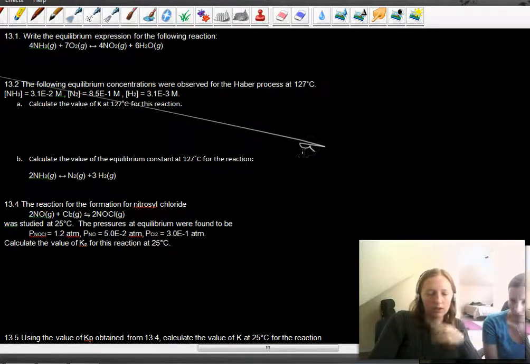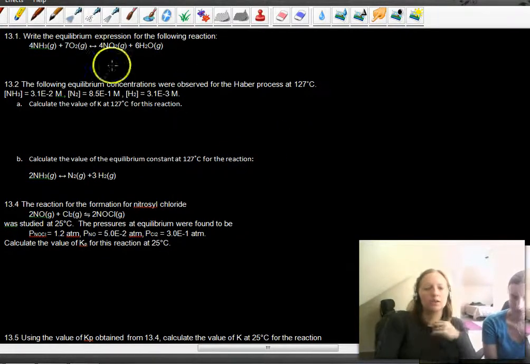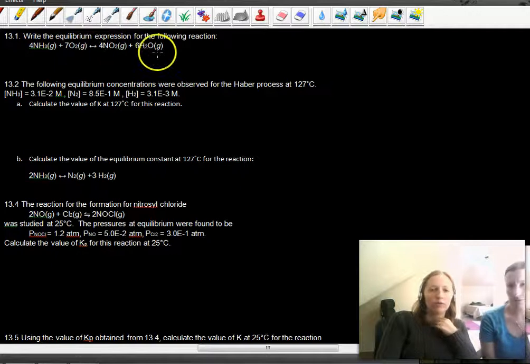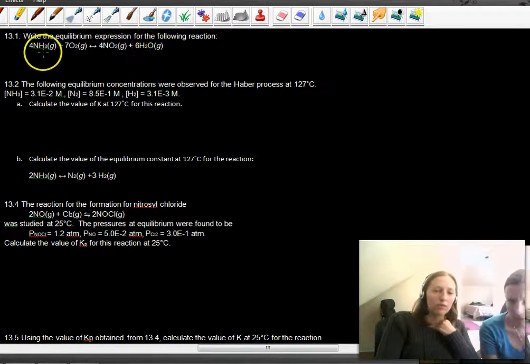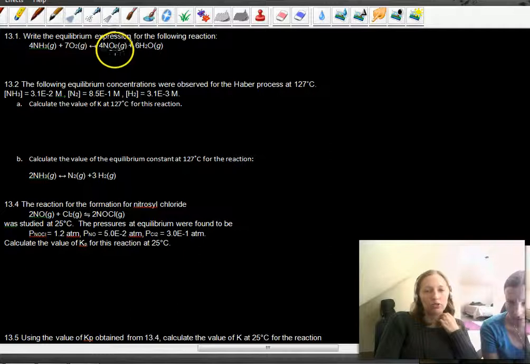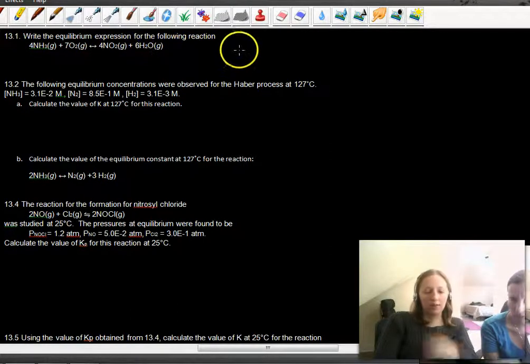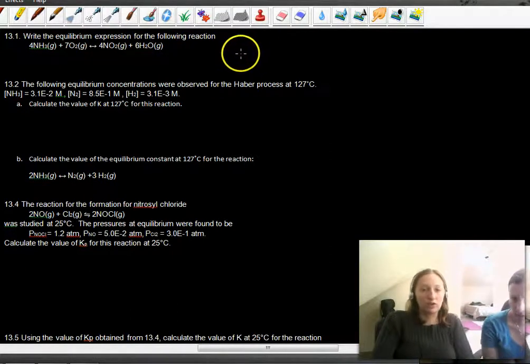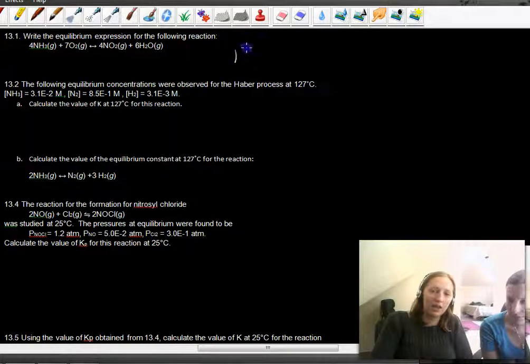Did it work? Yes. Okay, so it says, write the equilibrium expression for the following reaction. We have 4 moles of ammonia gas and 7 moles of oxygen gas, and your equilibrium double-headed arrow, so giving you 4 moles of nitrogen dioxide gas and 6 moles of water gas. And the way you write this equilibrium expression is you've got K, which is your equilibrium constant.